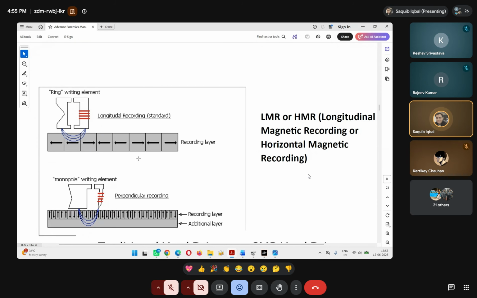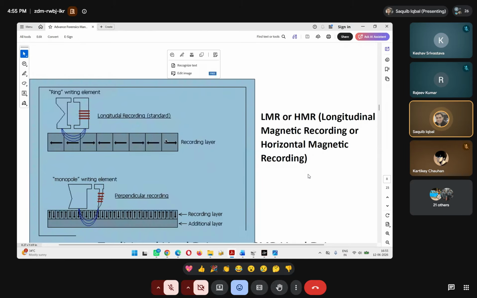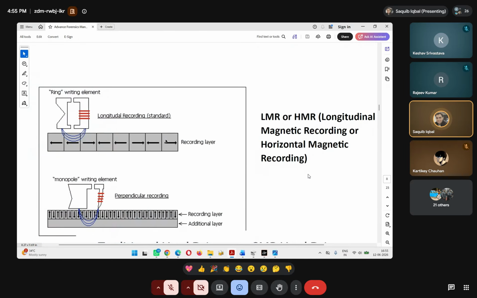So this is a hard drive surface cross-sectional view. The data is stored in this manner in a hard drive. And this hard drive geometry, or the technology of storing the flux in this horizontal direction, is called longitudinal recording, or HMR, horizontal magnetic recording. So these arrows that you see are actually the flux.